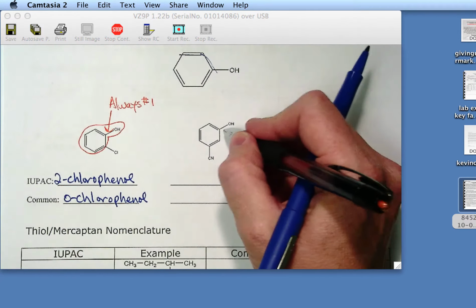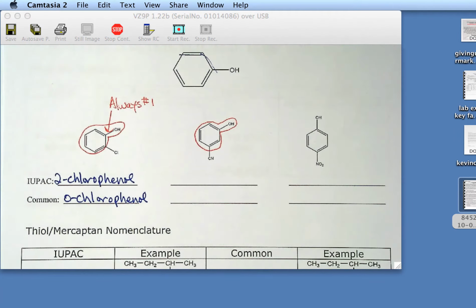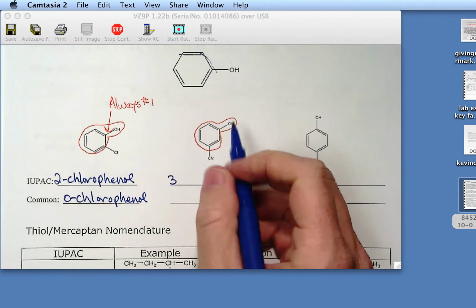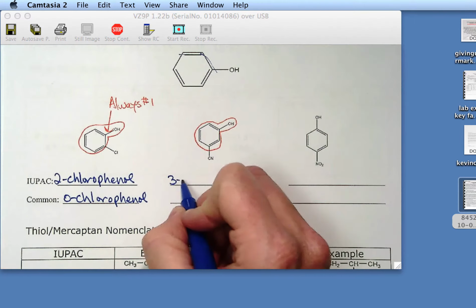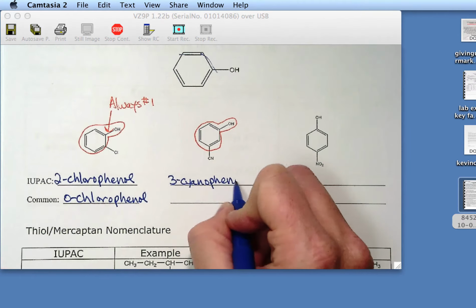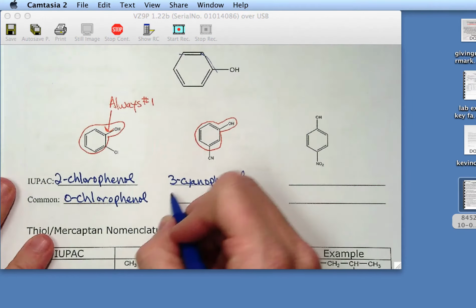So how would you name this next one? Phenol. So remember cyano. Meta-cyano.